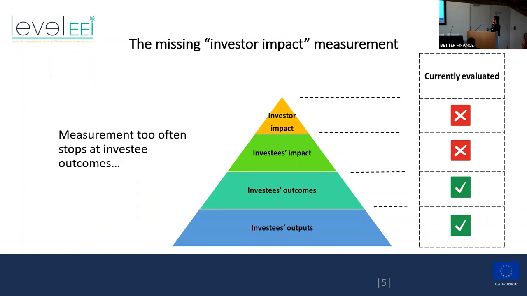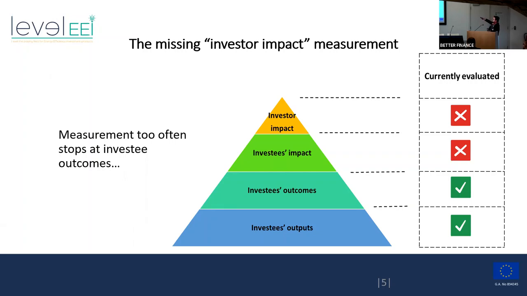But so far, as I said before, it's not measured. What is measured, in the best case scenarios, are investee outputs or investee outcomes, and quasi never investee impacts, and for sure never investor impacts. You have to go through different steps to reach investor impact measurement. And so far, we are just stopping at the very beginning of the measurement journey, I would say.